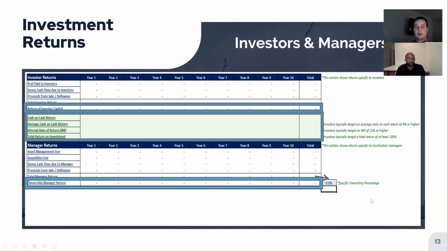And you can even input, if you own a percentage, right? So obviously a lot of the general partnerships are split up and different parties own different percentages, right? So if you want to know exactly how much you're going to have, if you've got a set percentage of the manager returns, you would enter your ownership percentage down here, and it would calculate what your piece of the pie is.